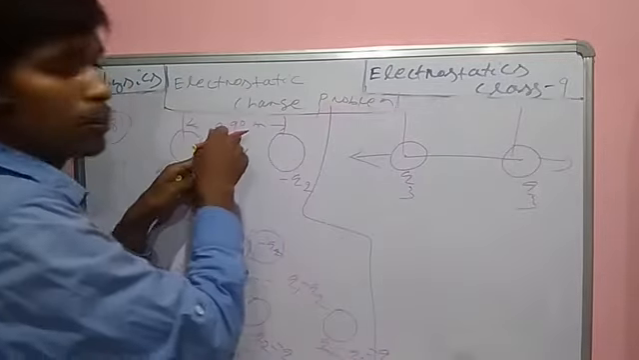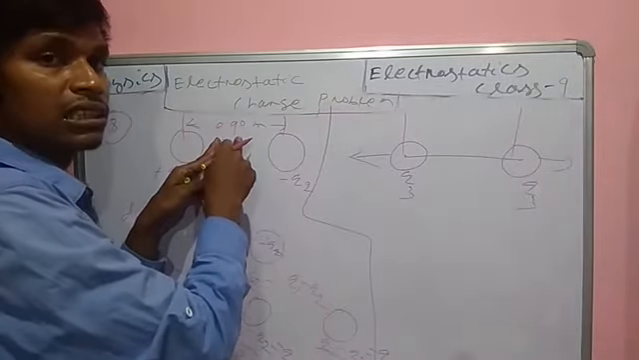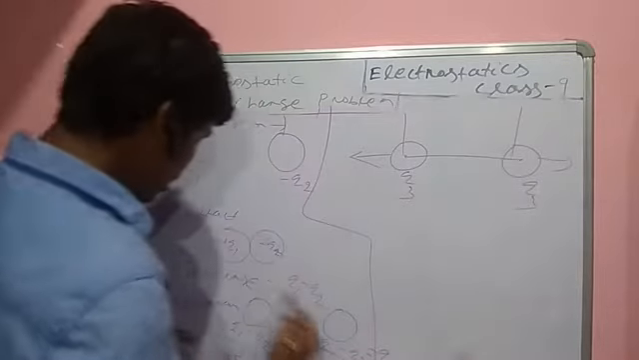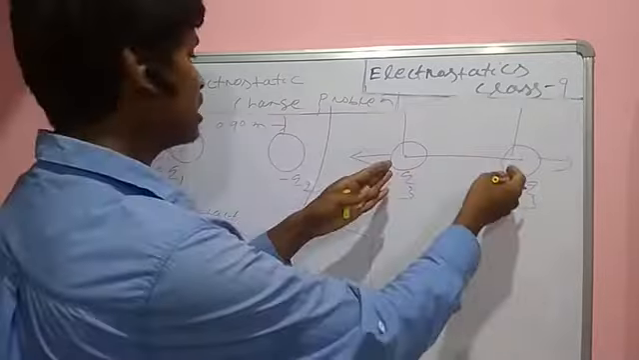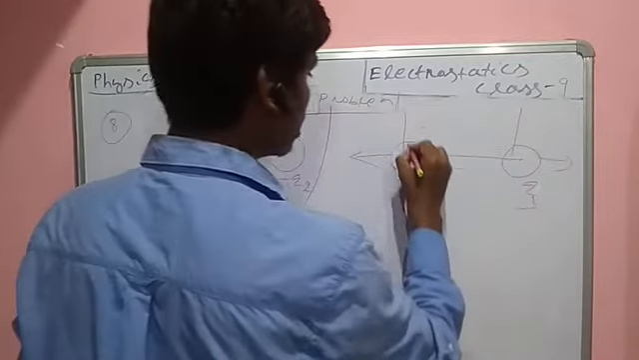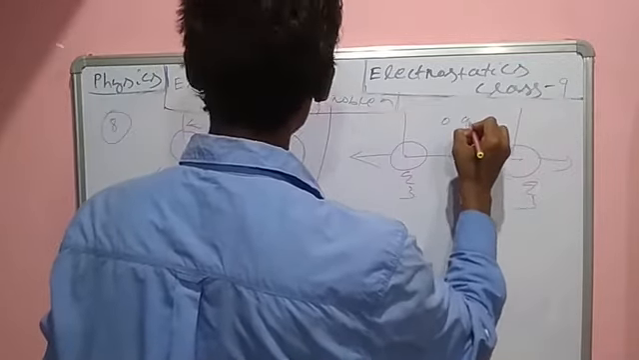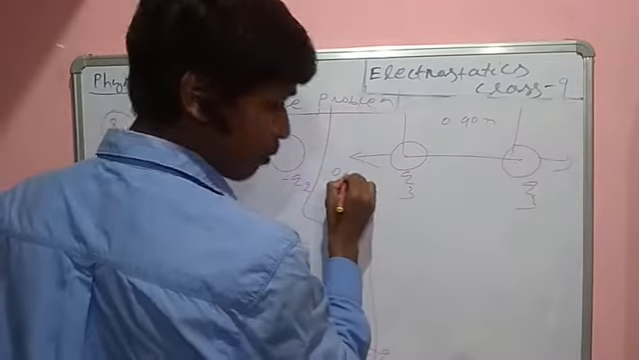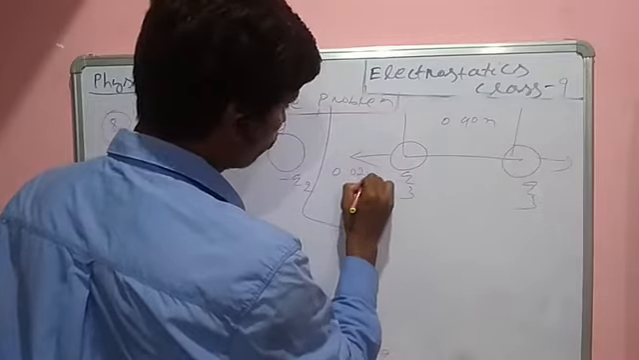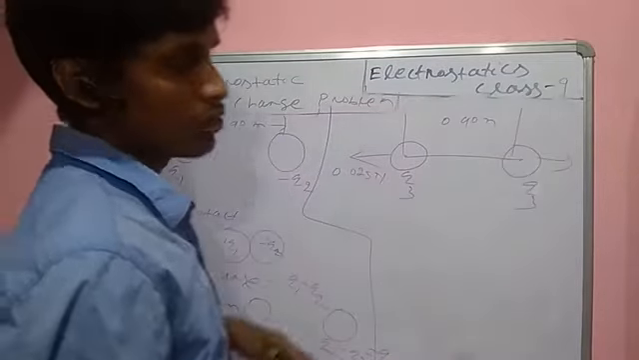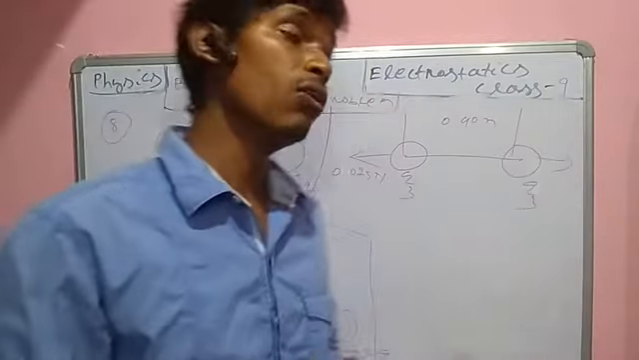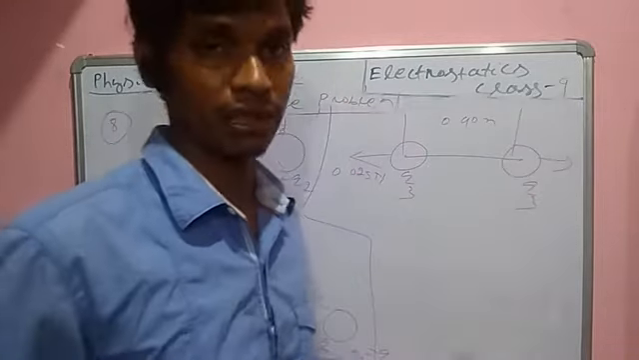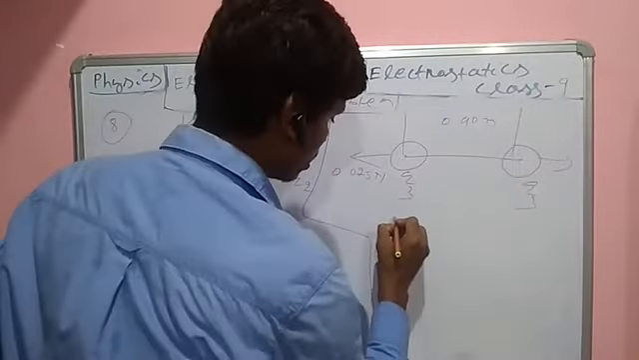Distance is 0.9 meter, and after separation the distance is the same, 0.90 meter. The force is given as 0.025. The question asks for the value of the final charges of the two bodies after separation. Listen, what is the answer?